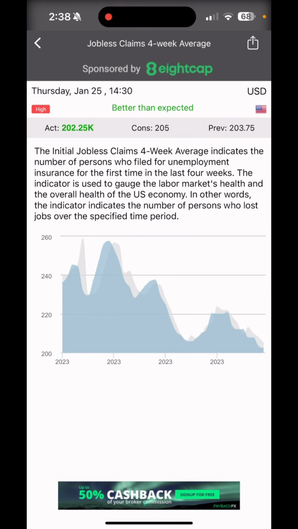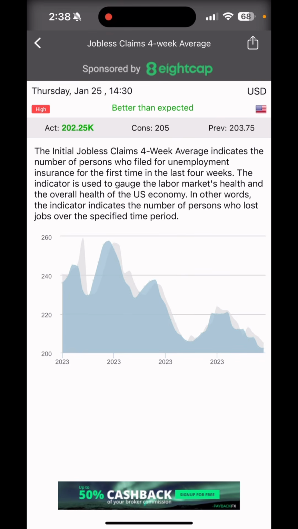So they are thinking that the jobless claim will go higher. That's the forecast you are seeing there. They are forecasting that it will even go higher than 205. And this is not a good forecast. But since the jobless claim is coming down, meaning the initial jobless claim 4 weeks average indicates the number of persons who filed for unemployment insurance for the first time in the last 4 weeks.